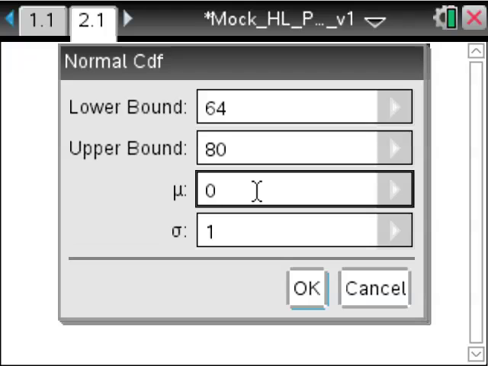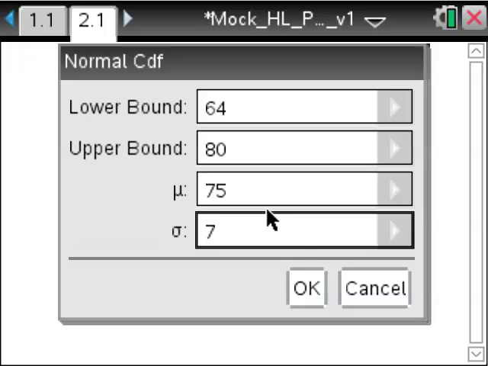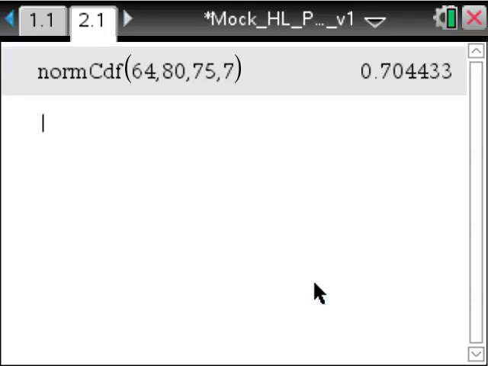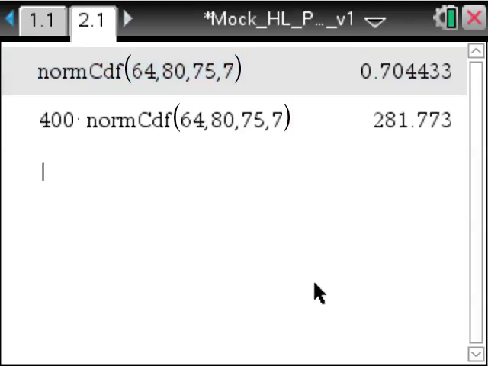The mean of the distribution is 75. The standard deviation here is 7. When we execute that, we get the decimal 0.7. Now that's the probability of one individual student being in this range, and we've got a huge sample of 400 of them. So if I just simply did 400 multiplied by that previous answer, I get 281.7. So around about 282.